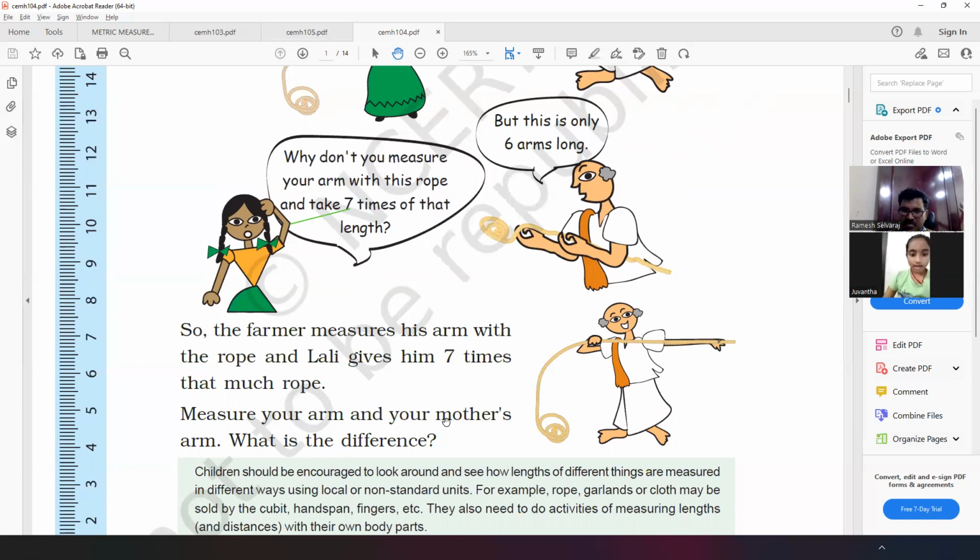My arm length is smaller. My mother's arm is bigger. So if you measure some rope, you will give a smaller length. But if your mother is measuring it using her arm length, she will give more rope. That's the concept they wanted to explain, the difference between arm lengths. Length is varying based on the arm length.